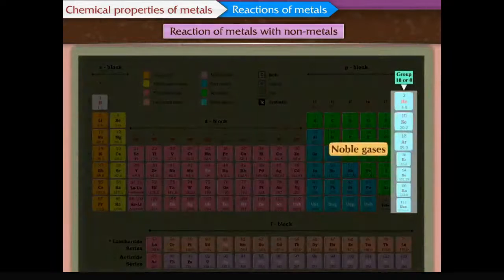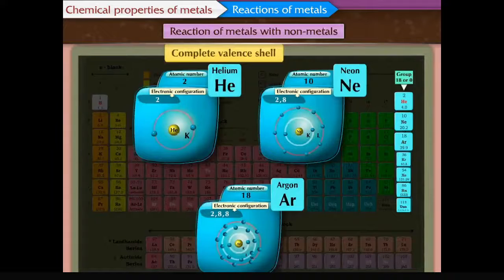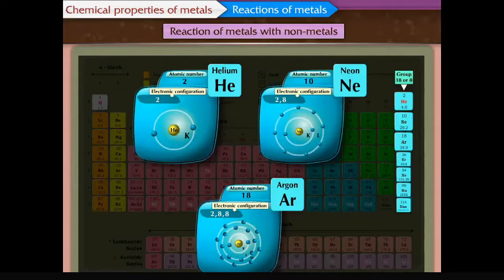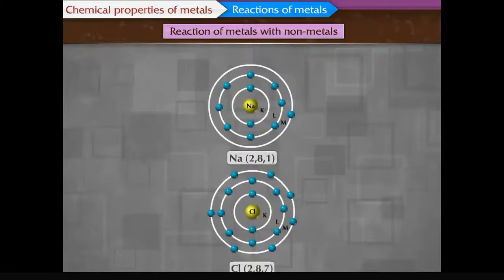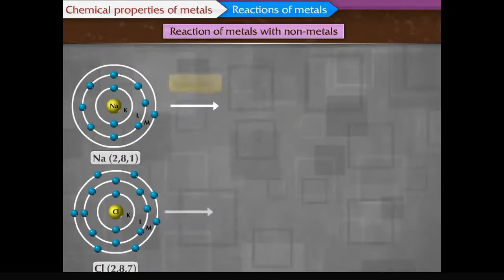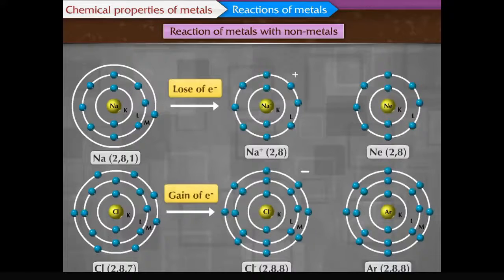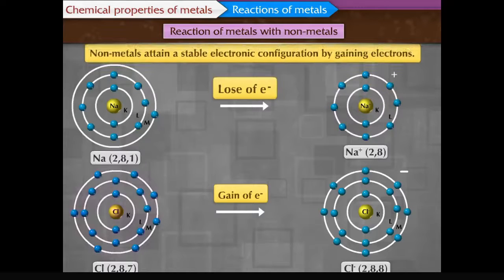We know that noble gases like helium, neon, and argon have a complete valence shell, hence they are chemically inert. Therefore, they do not take part in a chemical reaction. The reactivity of elements depends upon the tendency of an atom to attain the electronic configuration of the nearest noble gas with complete octet. Metals attain a stable electronic configuration by losing electrons, while nonmetals do so by gaining electrons.